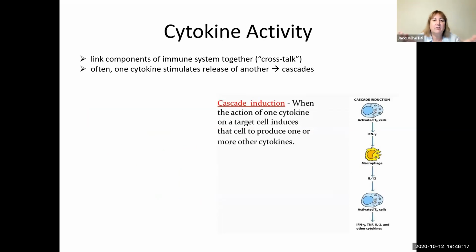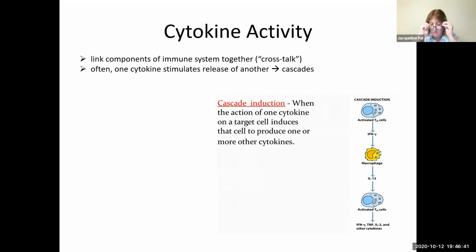So how do they do what they do? Basically, they're linking different cells together. They're how cells are going to talk to each other. And oftentimes, one cytokine that is released stimulates another cell, which releases another cytokine, et cetera, and you have this whole cascade that is induced.